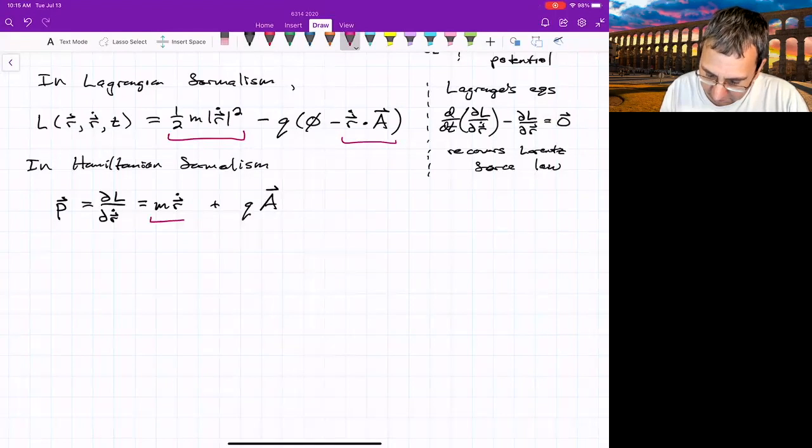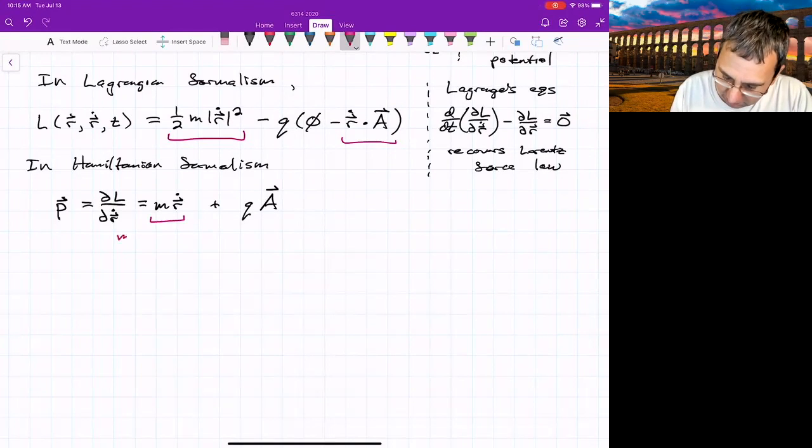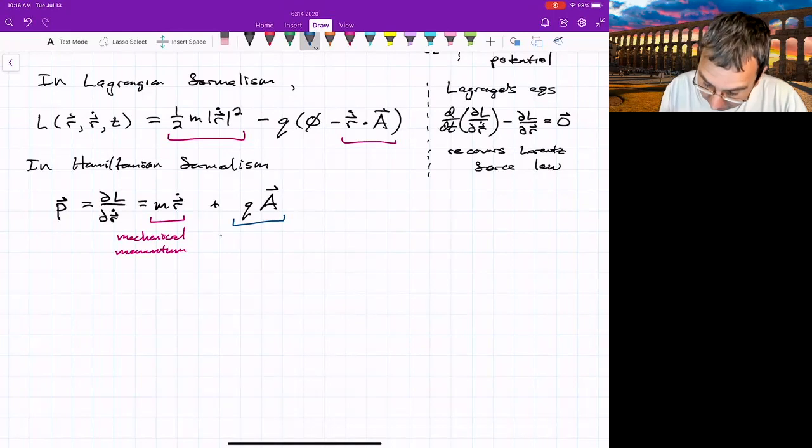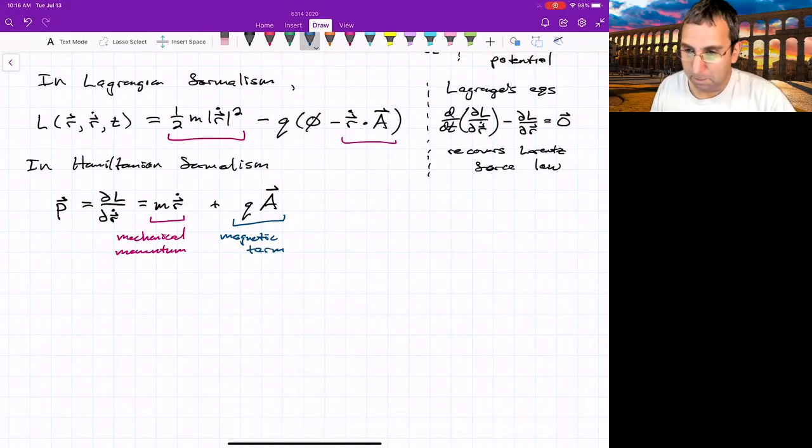So we have this term, which is the mechanical momentum, mass times inertial velocity. And then we have this other term that, for lack of any other way to put it, we would just say is the magnetic term, because it comes from that magnetic vector potential. But at least in the Hamiltonian formalism, this is a legitimate way to write the momentum. It's a generalized momentum.